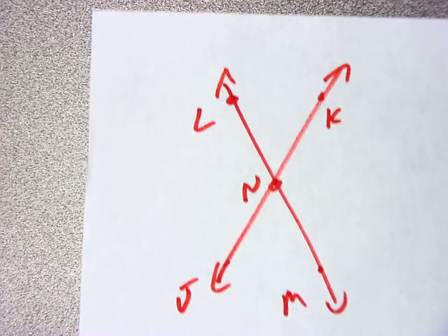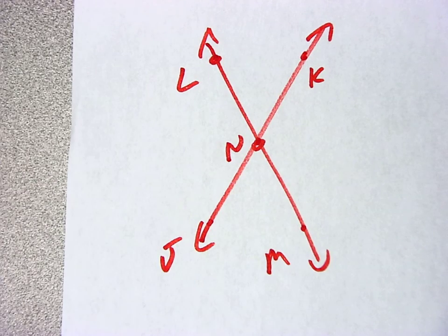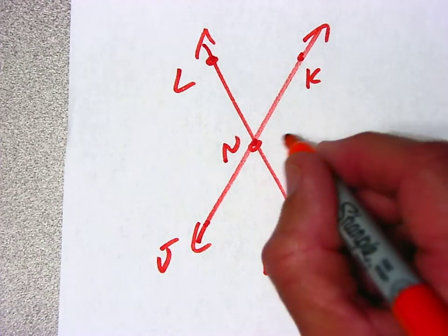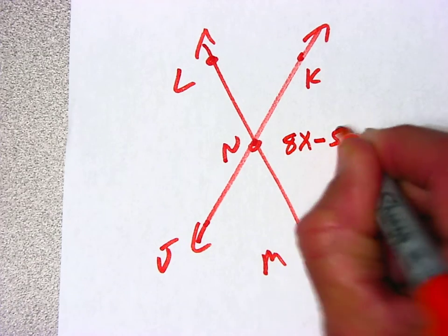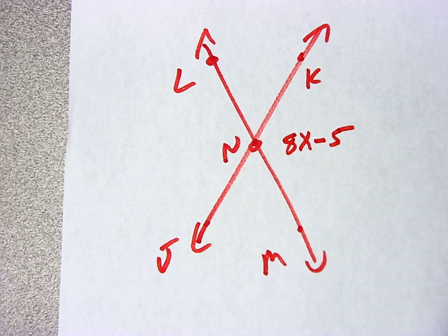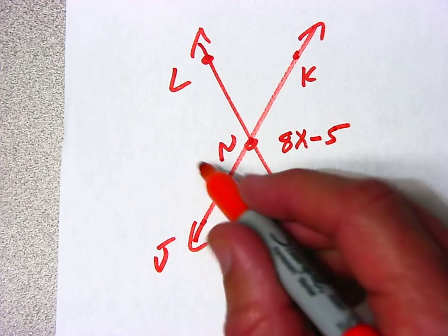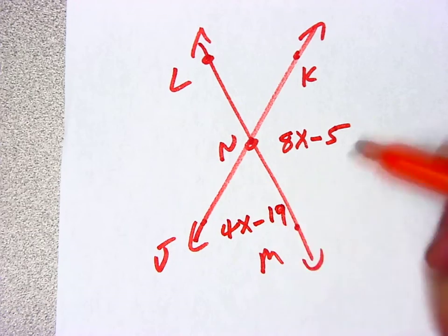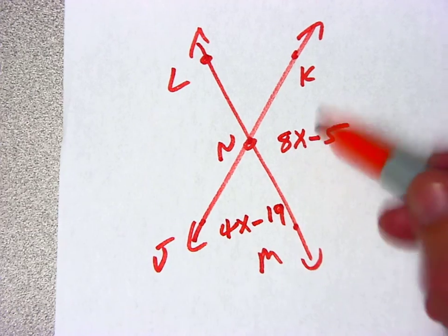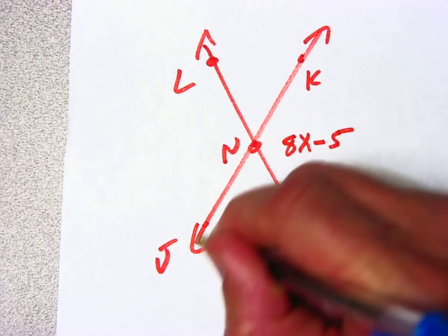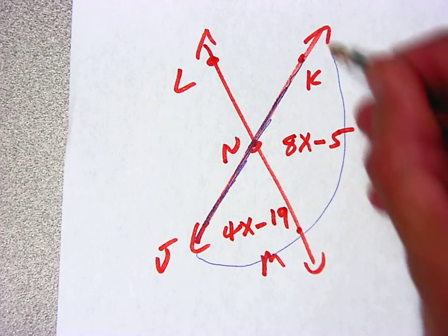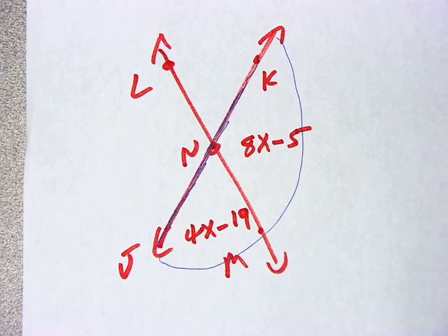Okay, so I'm going to read. Are you ready? It says angle KNM is 8x minus 5. It says angle MNJ is 4x minus 19. Look, these are adjacent angles. If you notice, not only are they adjacent, but they make a straight edge right here. So these two angles are going to be supplementary. They're going to add up to 180.